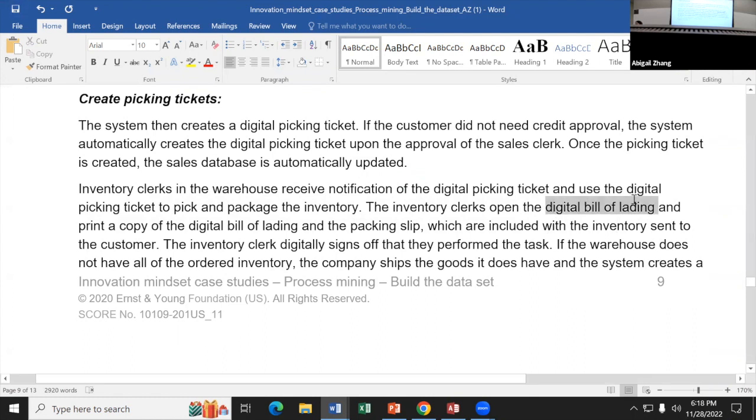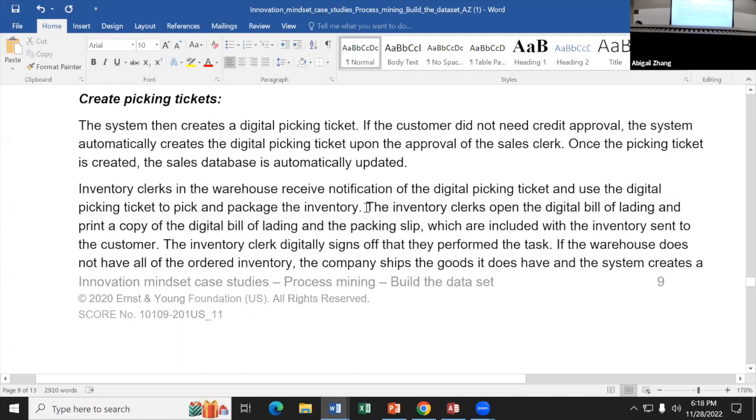Okay, so they open this document and also print a copy of the packing slip. The packing slip is just a document that shows you packed up the inventory, right? And now it's ready to ship. Together we call these documents, the bill of lading and packing slip, the shipping documents. So these are just, in general, shipping documents.